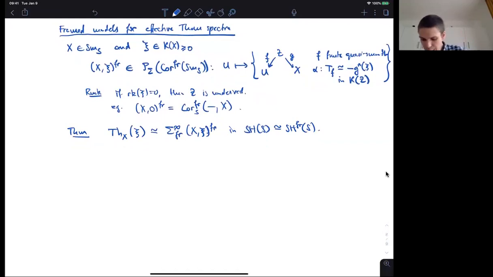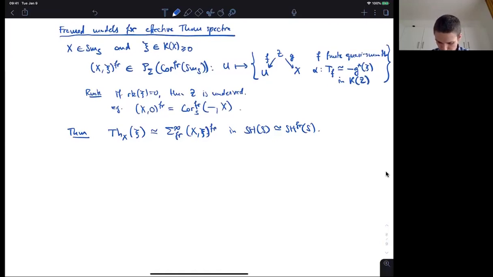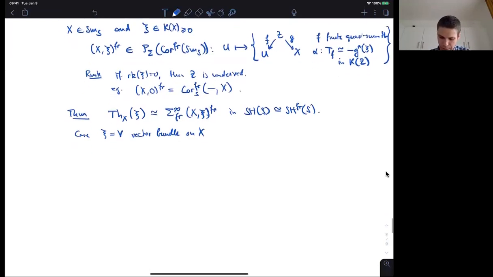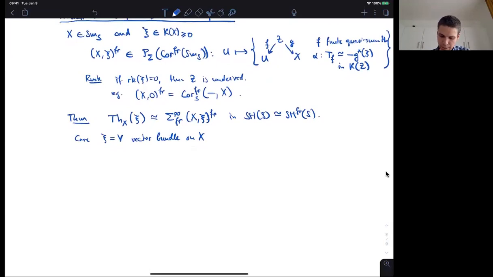Okay, so let me briefly indicate the strategy of proof for this. We first start with the case when C is actually a vector bundle. Suppose C is some actual vector bundle V on X. In this case, there are two parts of this theorem: you have to construct a map between these two, and then show it's an equivalence. Both tasks are non-trivial.